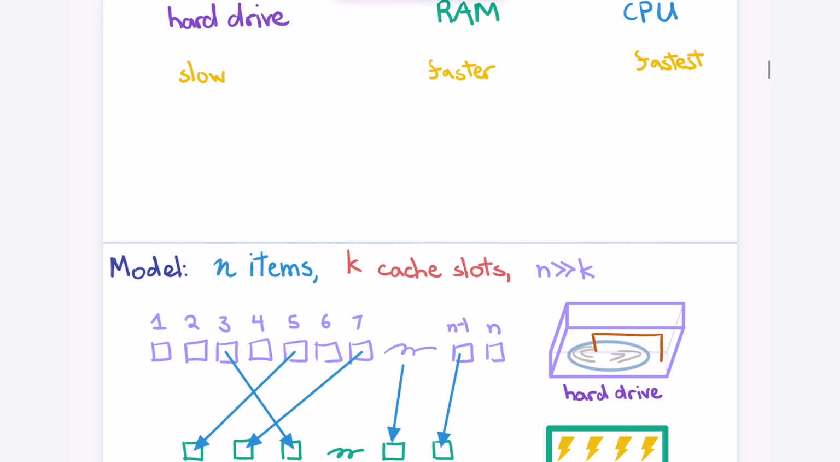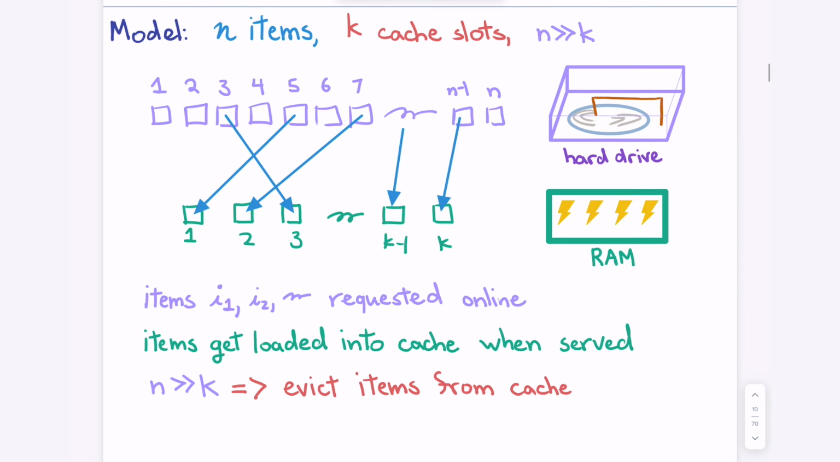So in the general model, or at least the play model we'll work with, you imagine you have n items. They might represent fixed amounts of memory or something, but in general, there's some big set of n items, and then you have k locations where k is much smaller. They represent your cache. So your cache can hold k items, and the program requests different items, different pages, online. Give me that page. Give me this page. Give me that page. And before serving it to the CPU, it loads that page into RAM.